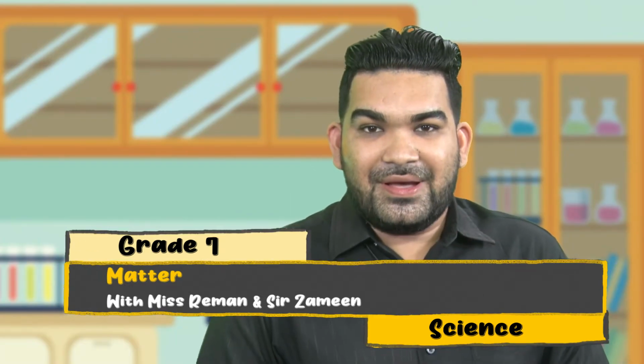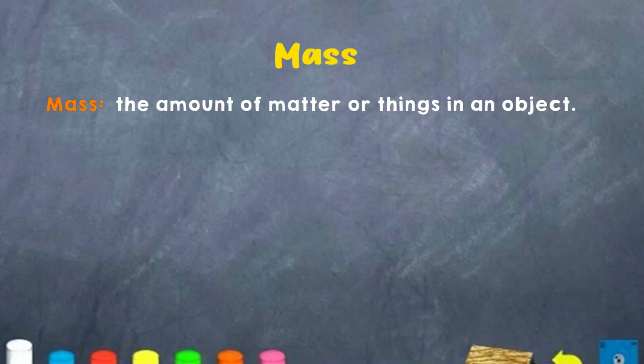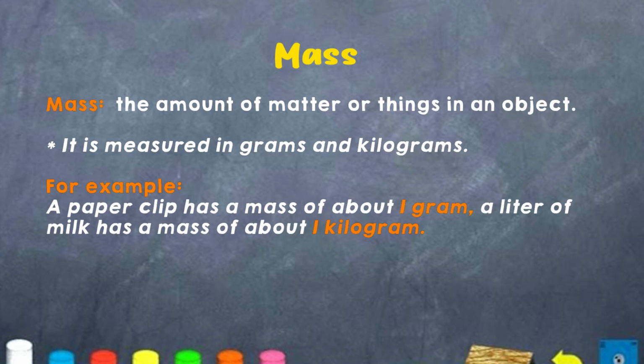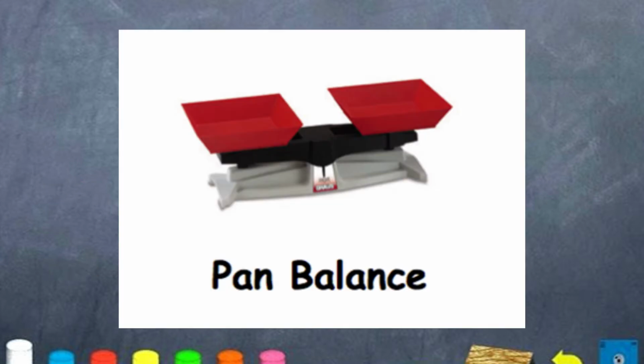So students, Miss has been speaking about mass. So what really is mass? Mass is the amount of matter or things in an object. It is measured in grams or kilograms. For example, a paperclip has a mass of about 1 gram. A liter of milk has a mass of about 1 kilogram. You can measure mass with a balance. For example, boys and girls, you can see an image here of a pan balance.